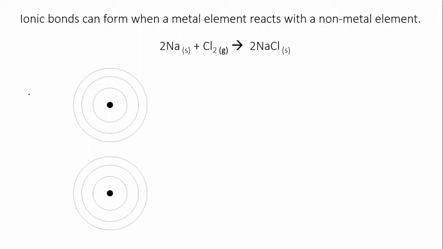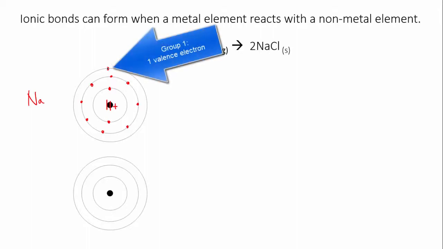Let's look at the reaction between sodium and chlorine. It'd be worth having a periodic table with you for this. So I'm going to draw these diagrams to represent a sodium atom and a chlorine atom. Sodium is in group 1, period 3, and it's element number 11. So it has 11 protons and 11 electrons. 2 go in the first level, 8 in the next, and that leaves 1 valence electron in the third level.